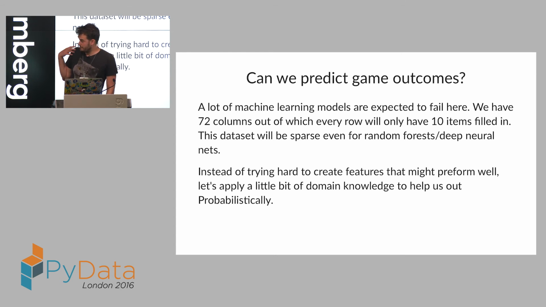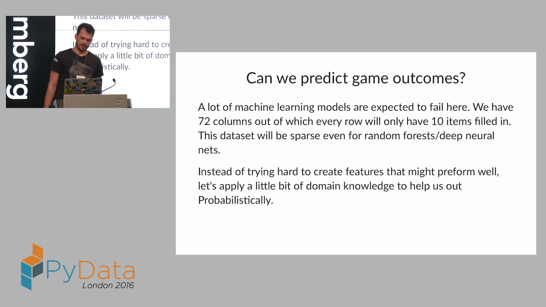So when I run this, I expect a lot of machine learning to fail. And this is something, without running any code, I can already imagine happening. We have 72 columns, out of which every row will have only 10 items filled in. And given the fact that we don't have billions and billions of rows, even random forests and deep neural nets will just not be able to get any pattern out of it. It will mostly be treated as noise.